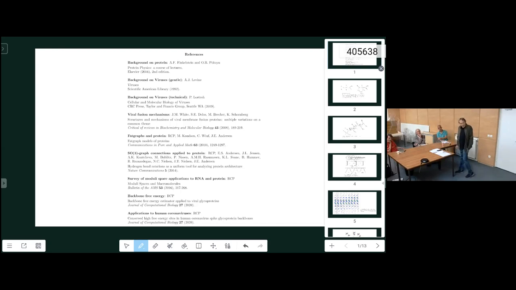Next is a survey that I wrote a few years ago on applications to RNA and protein. In fact, there's a parallel, or anyway, related theory to what we'll discuss today for RNA, and I won't say anything more about that, but there's a survey paper that treats everything that came before. And then the final two are my two recent papers in Journal of Computational Biology, the first on backbone free energy and viral glycoproteins, and the second specifically on coronaviruses. So here are the references, and I'll cite them as we go along as necessary.